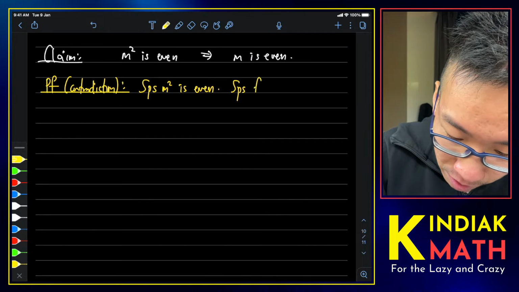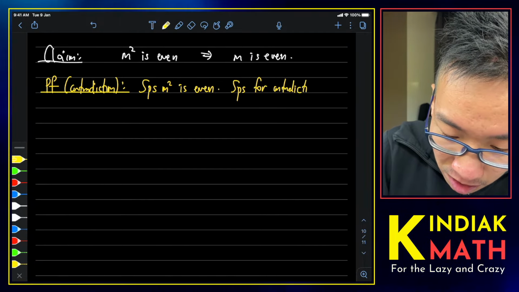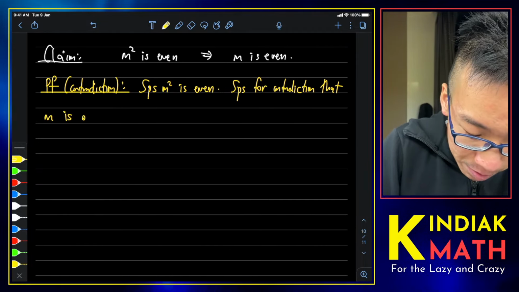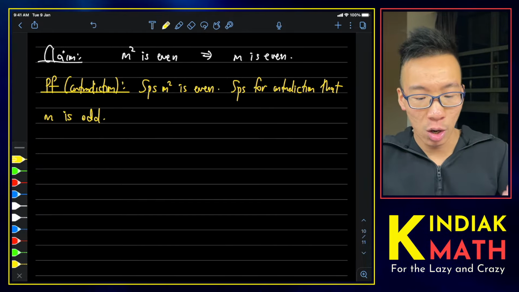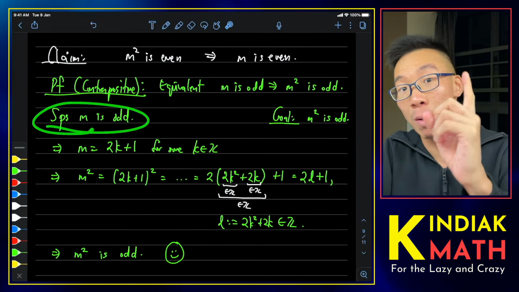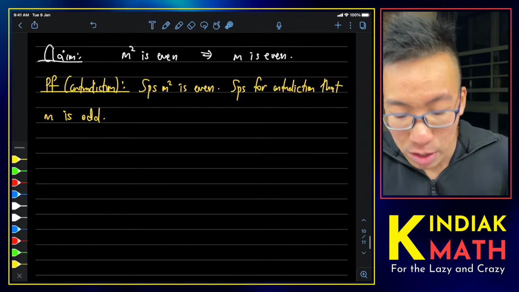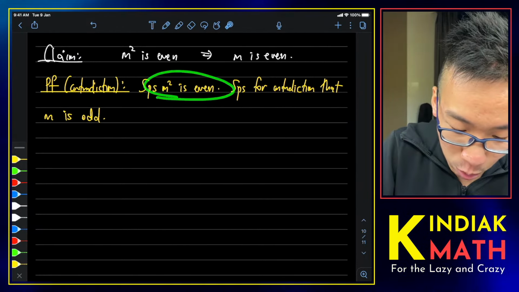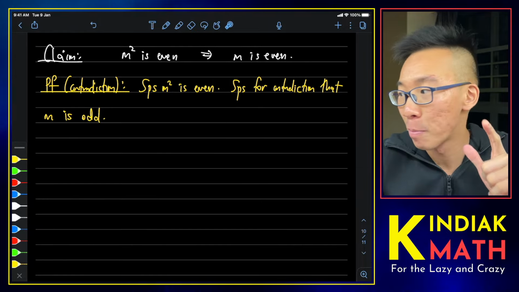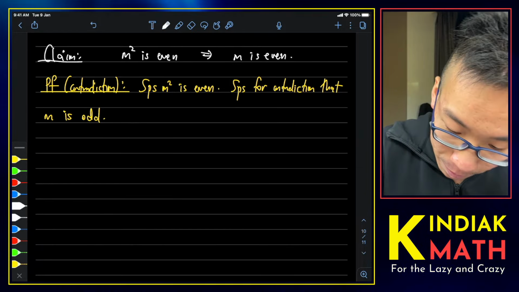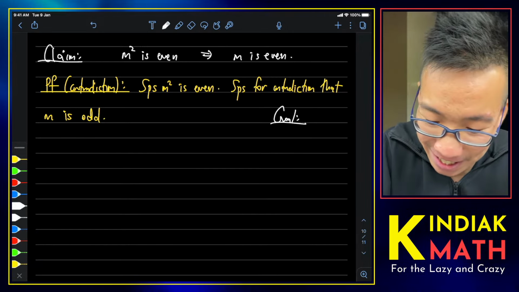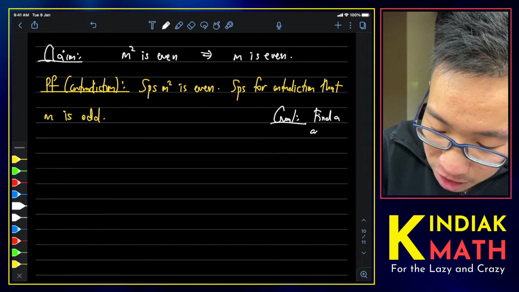So we're going to suppose for contradiction that m is not even, aka m is odd. Now, compare this starting line with the starting line of a contrapositive. The starting line of a contrapositive says, suppose m is odd. You have one weapon to work with. However, with the starting line for this proof, you have two weapons to work with. You have a supposition that m squared is even, and you have a supposition that m is odd. So you have more weapons to work with. What's the goal? The goal is to run into a brick wall, aka find a contradiction.